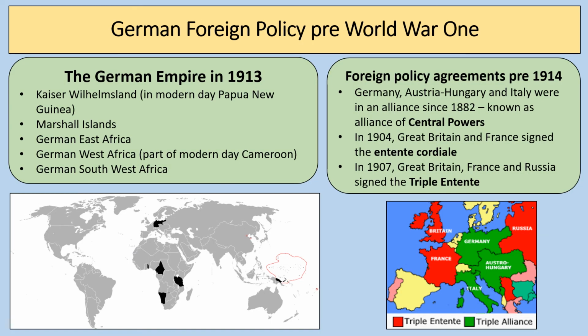So, just picking up on German foreign policy pre-World War I. Germany developed this empire by 1913, and the territories in the German Empire included Kaiser Wilhelm's Land, which is in modern-day Papua New Guinea, the Marshall Islands, German East Africa, German West Africa, which is part of modern-day Cameroon, and German Southwest Africa. It's just important for you to know about these foreign policy agreements pre-1914. So there's Germany, Austria-Hungary, and Italy. Their alliance since 1882 was known as the Alliance of the Central Powers. In 1904, Britain and France signed the Entente Cordiale, and when that was joined by Russia in 1907, it became the Triple Entente, and those were pretty much the sides that we had in the First World War.